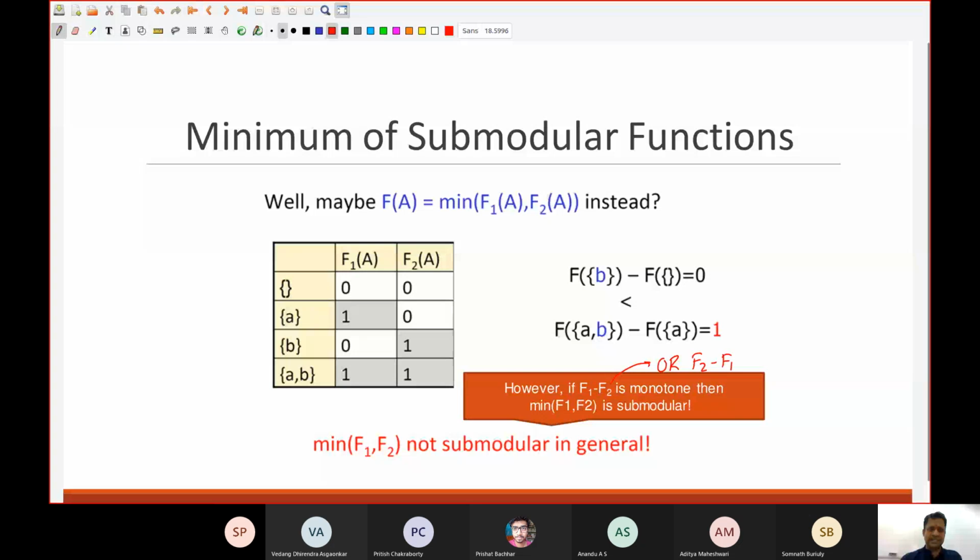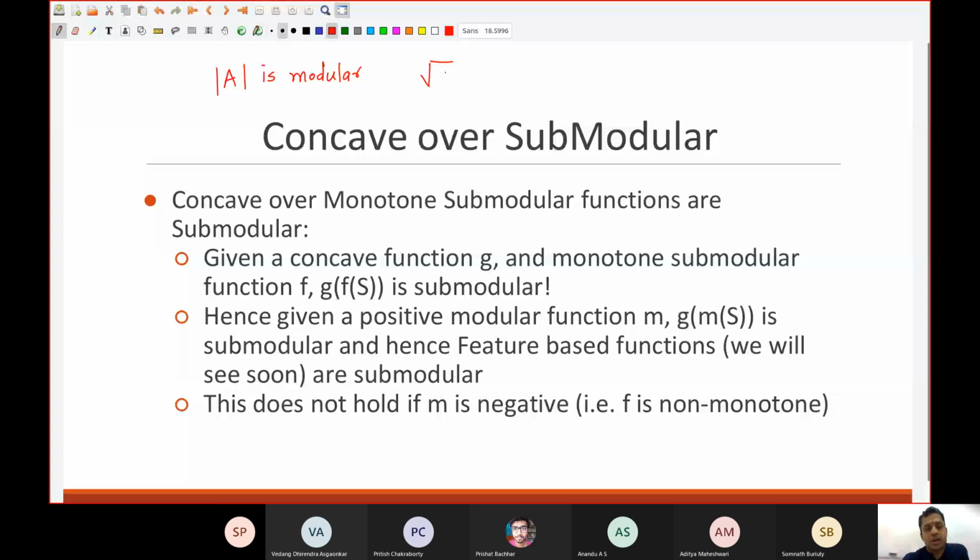The next very interesting property is that concave over monotone submodular functions are submodular. And the simplest example is, let's say I have the cardinality, size of A. That's modular. What about the square root function? What is the nature of square root? It is concave.